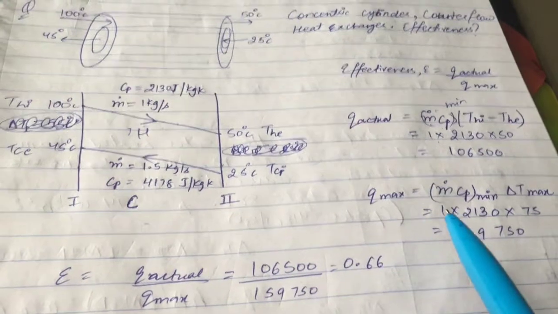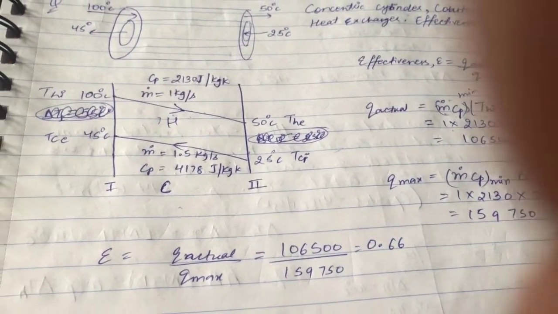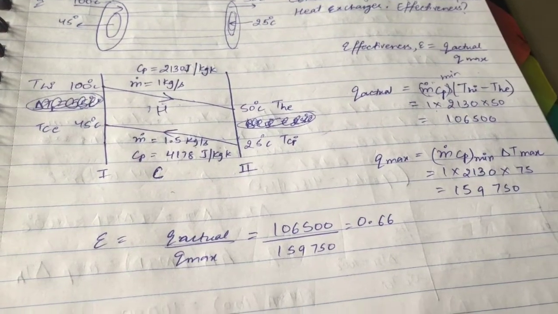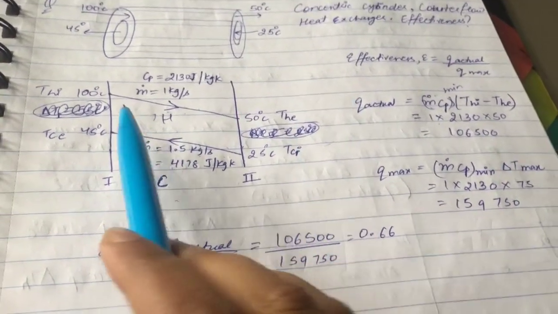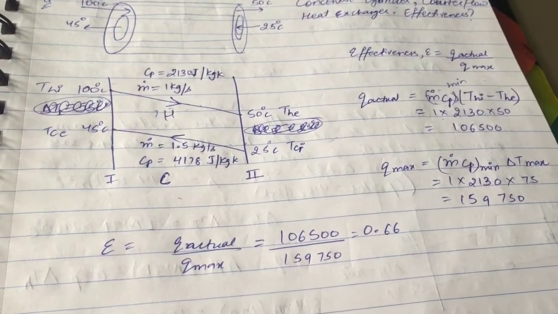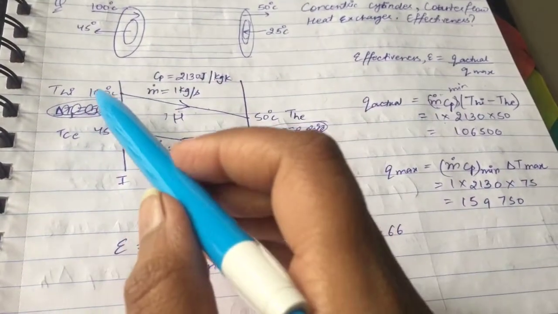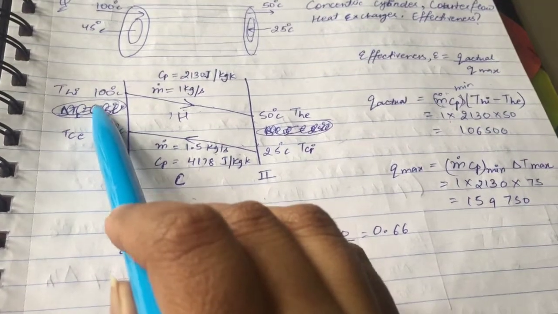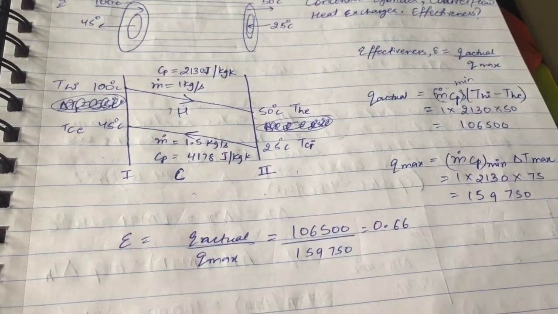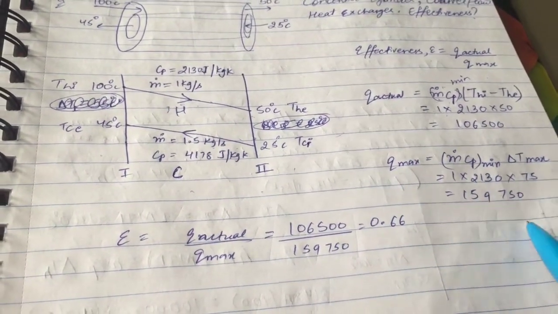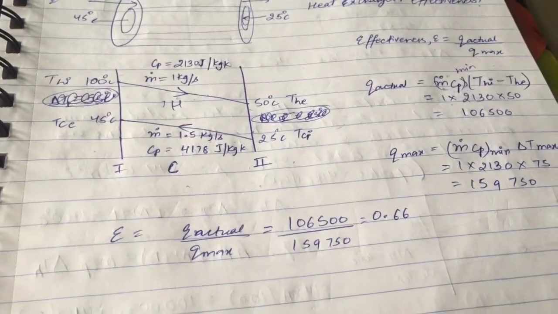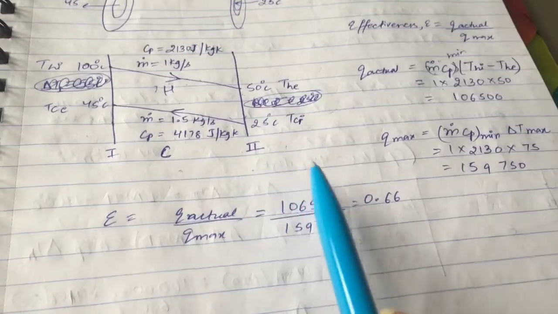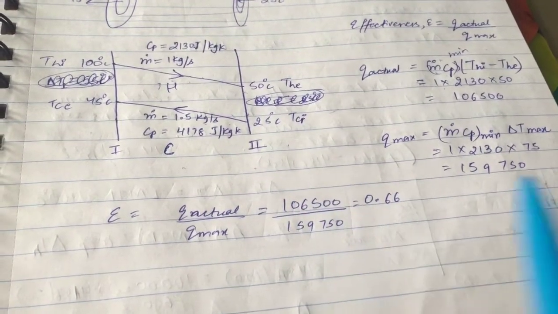And to calculate Q max, we have to multiply m dot Cp minimum, which is again our hot fluid, and the maximum temperature difference. Like between the 4 inlet and outlet temperatures, the maximum temperature difference would be Thi minus Tci. So this would give us Q max. So our effectiveness would be Q actual by Q maximum, which comes out to be 0.66.